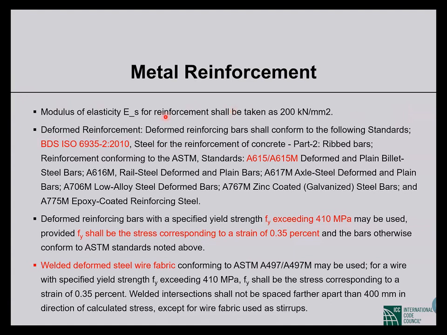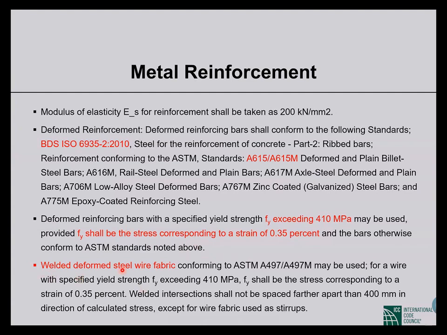That is universally true, yes. Then the standards, again, the same problem we have with reinforcement. The Bangladesh standard is based on ISO 6935-2. But the code also talks about ASTM A615. So we'll compare these two standards. For rebars having yield strength more than 410 megapascal, that is 60 KSI or 60,000 PSI, the fy should be the stress corresponding to a strain of 0.35%. This is what we call the offset method. By that method, we have to calculate yield strength while conducting tests.